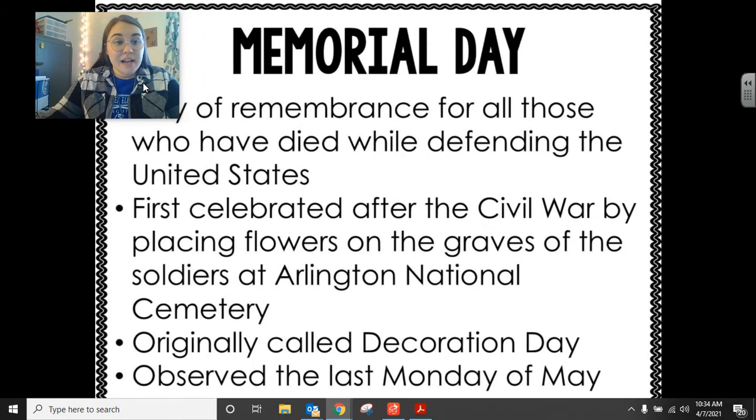The second national holiday that came out of it was Memorial Day. This is a day of remembrance for all of those who have died while defending the United States. We first celebrated this after the Civil War, which, remember, was fought between the North and the South. We did this by placing flowers on the graves of the soldiers at Arlington National Cemetery. It was originally called Decoration Day, and it was observed the last Monday of May, and we never have school on Memorial Day to observe this holiday.